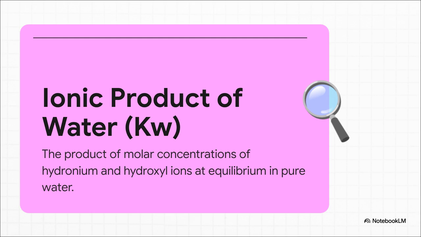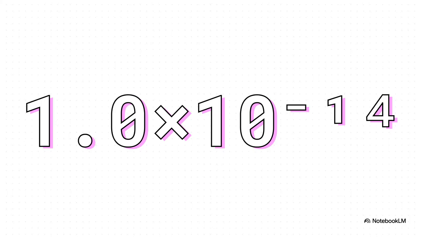Now, if you multiply the concentrations of these two ions together, you always get a constant value. We call that the ionic product of water, or Kw. It's a fundamental truth about water. And here it is. This is the number you've got to remember. At 25 degrees Celsius, which is about room temperature, Kw is always 1.0 times 10 to the minus 14. This one constant value is the absolute bedrock of the entire pH scale. It's kind of like the magic number for this whole chapter.